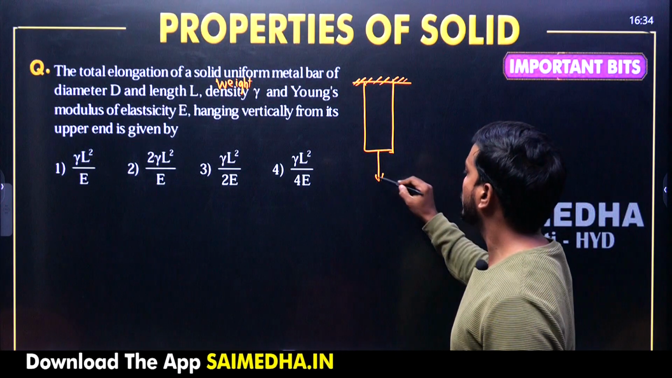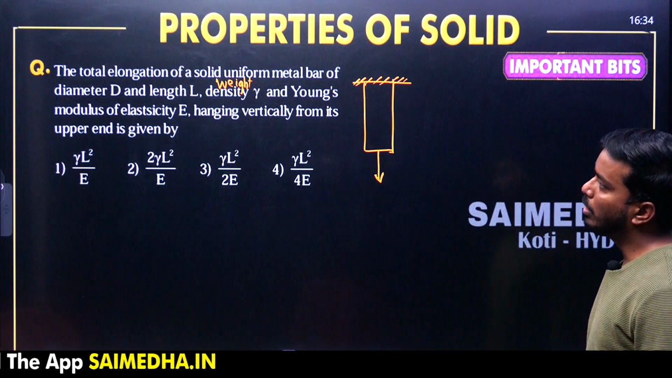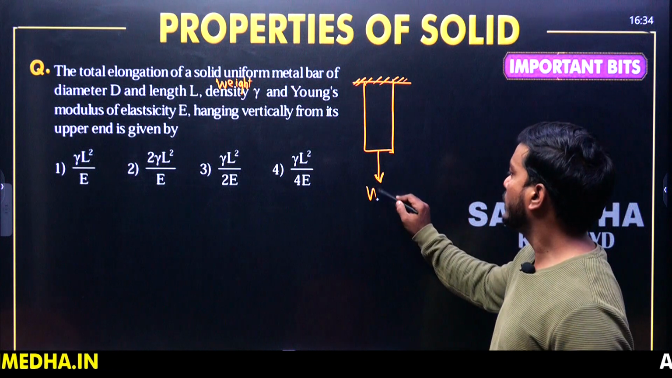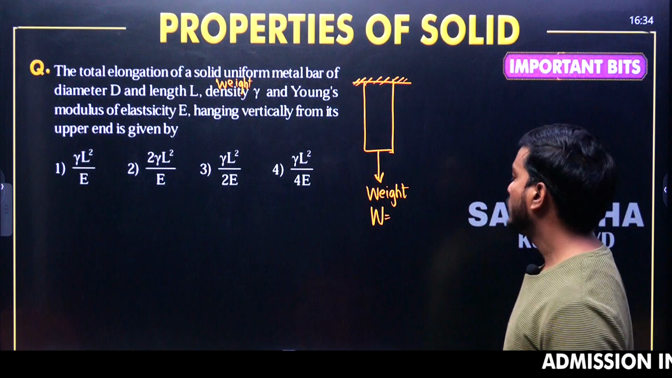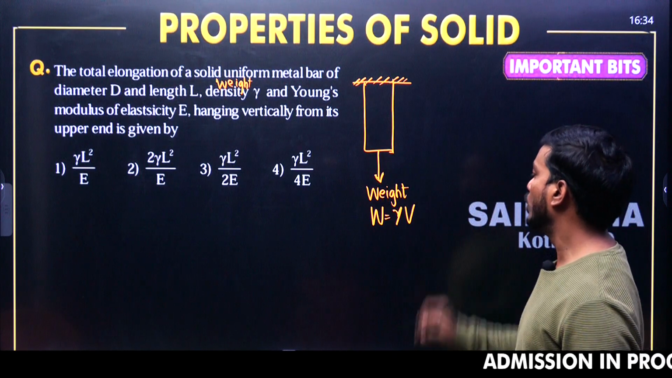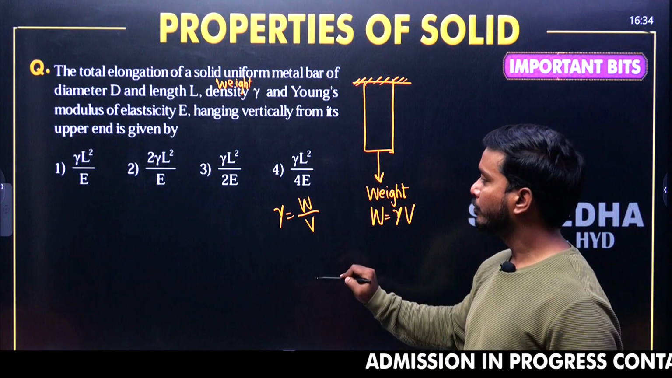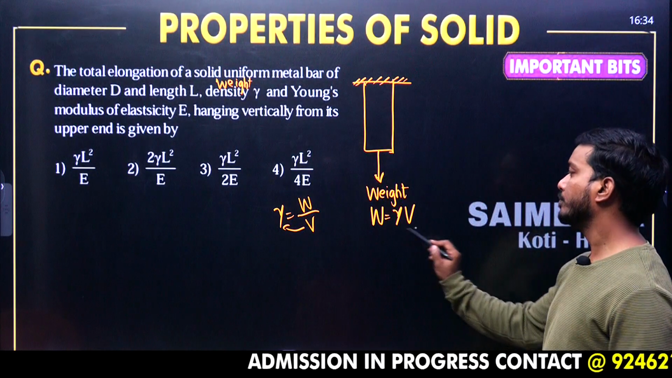Okay, elongation under its own weight. A solid uniform metal bar hanging vertically from its upper end. The weight acting is W. Remember, weight is equal to specific weight times volume. Specific weight is weight divided by volume, so weight equals specific weight (density) into volume, gamma into V.